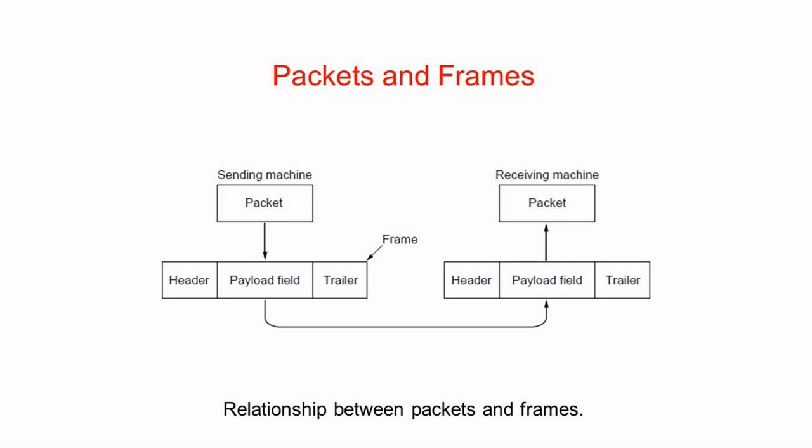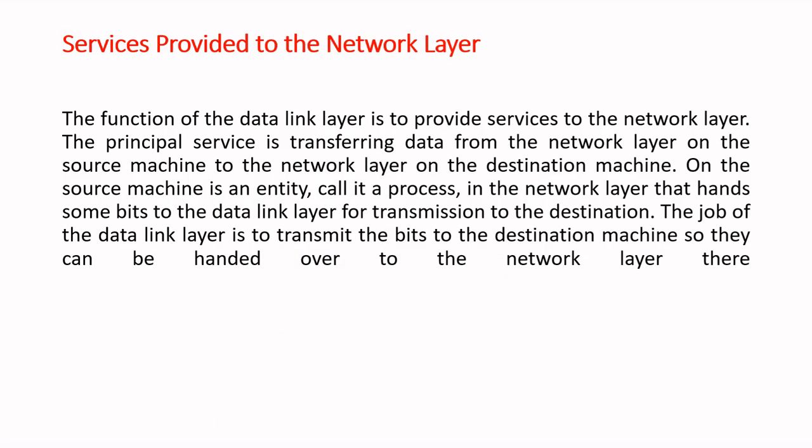to the receiving machine, and the reverse process is employed there: header, payload field, and the trailer, and after that packets are used and received by the network layer of the receiving machine. So in this way, this diagram shows how the packet and frames are interrelated and how they work. Now the services provided to the network layer.